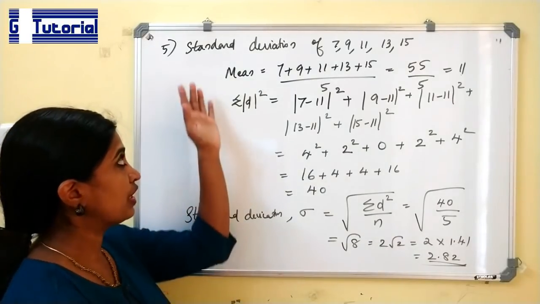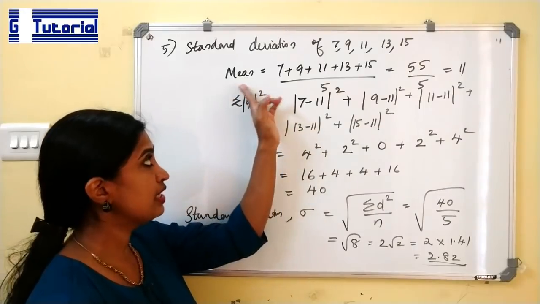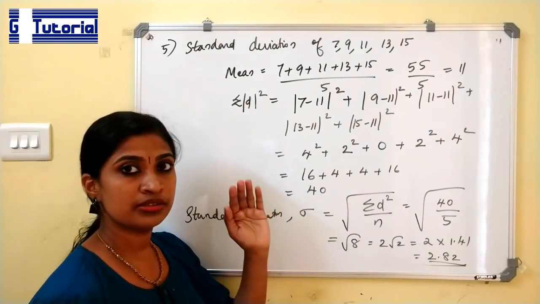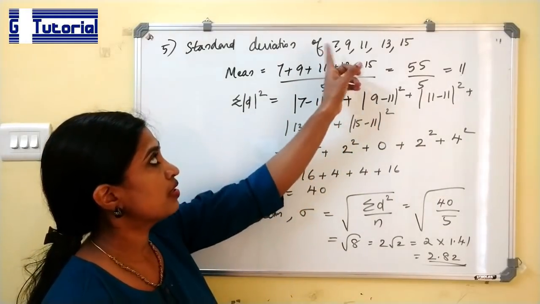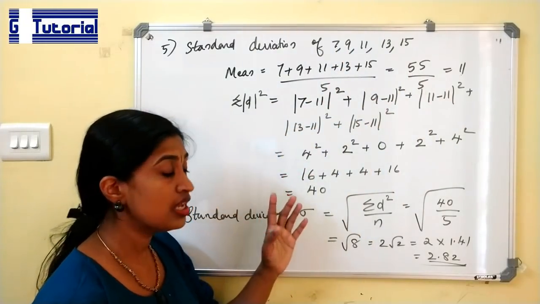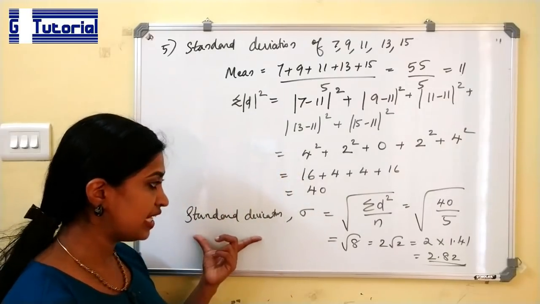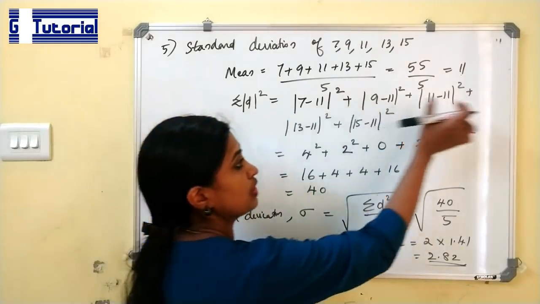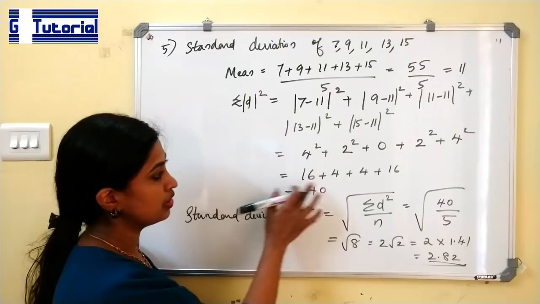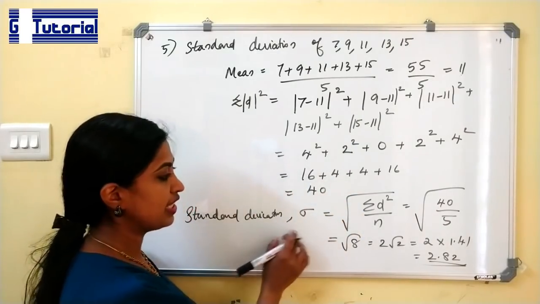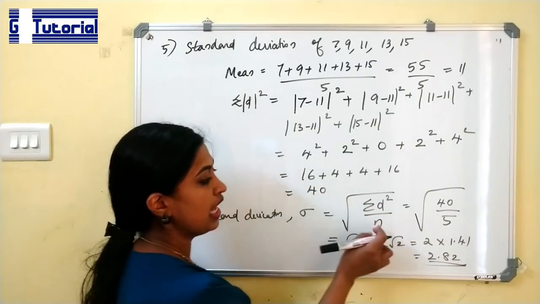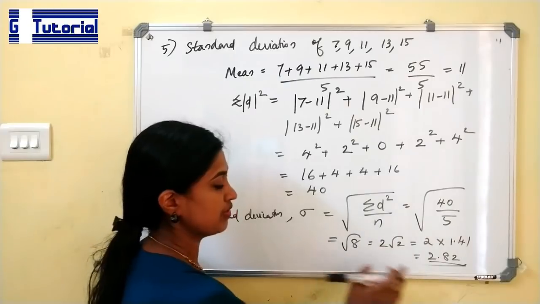That is, if you are asked to find standard deviation, first thing is we have to find the mean. Mean is sum of observations by number of observations. Next thing is we have to find the deviation of each term from the mean. That is 7 minus 11, 9 minus 11, etc. That gives the deviation. And if you are asked to find standard deviation, we have to take the square of each of these terms. And the sum of it gives us sigma d square. We have to find that. And the standard deviation is given by the formula root of sigma d square by n. Sigma d square is 40 and n is 5, as there are 5 observations. This gives the value of standard deviation.